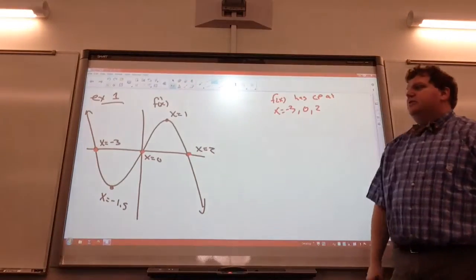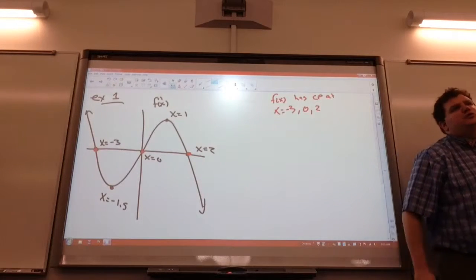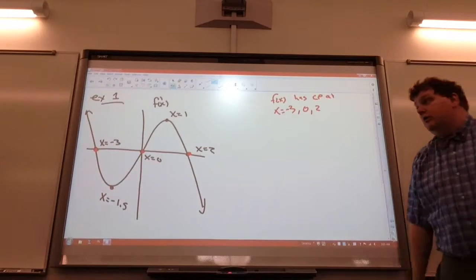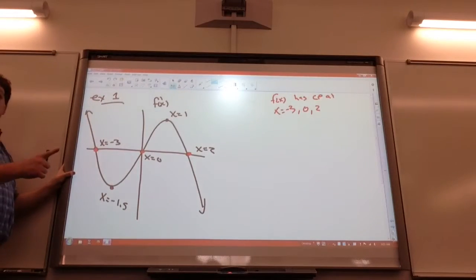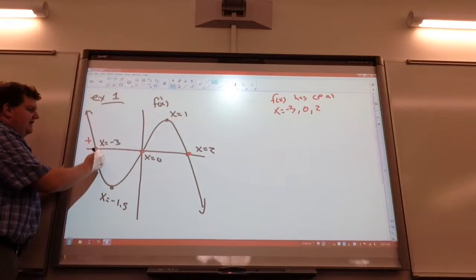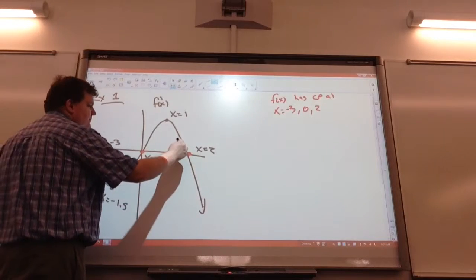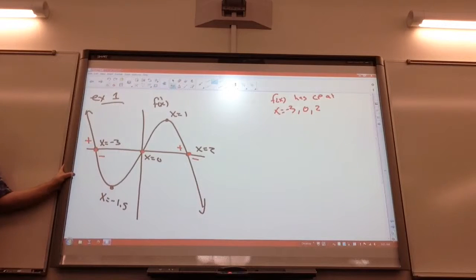Not only can I tell that those are critical points, I can also tell which ones are maximums and which ones are minimums. Remember, a maximum occurs when the derivative goes from what to what? Positive to negative. So, where does this graph go from positive to negative? At -3 and 2. Notice it was positive before -3 and negative afterwards. So that's a maximum for f of x. Again, at 2, it went from positive to negative. That's a maximum for f of x.